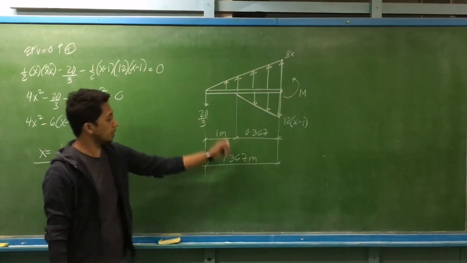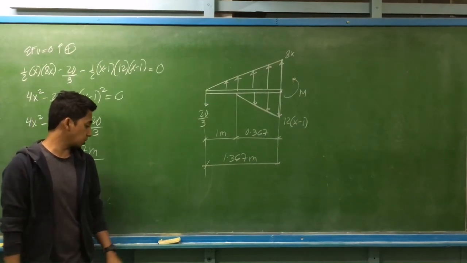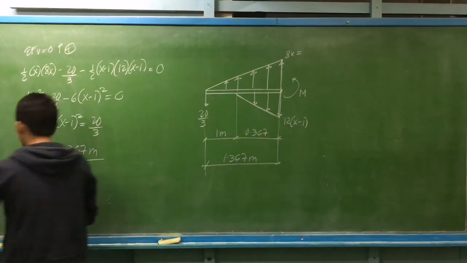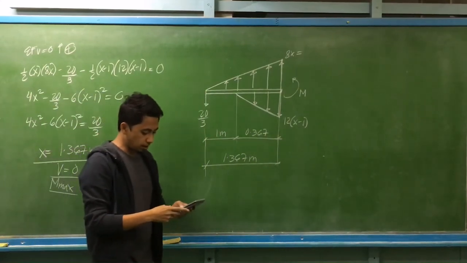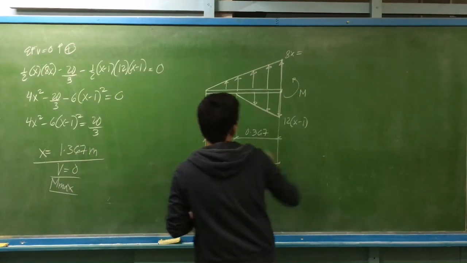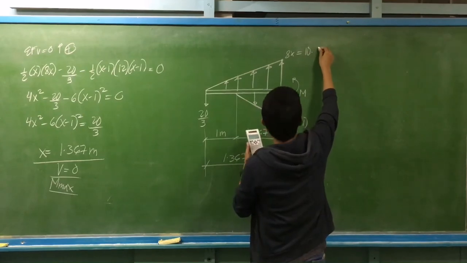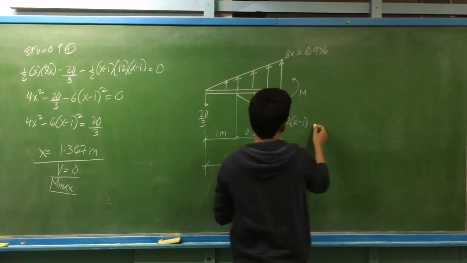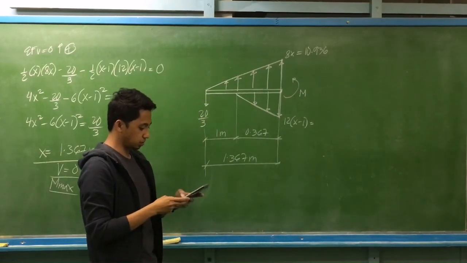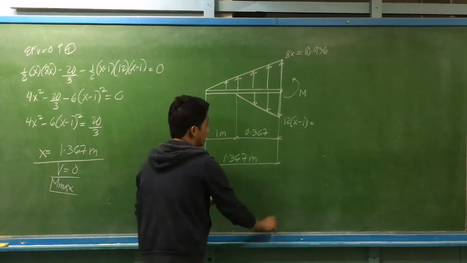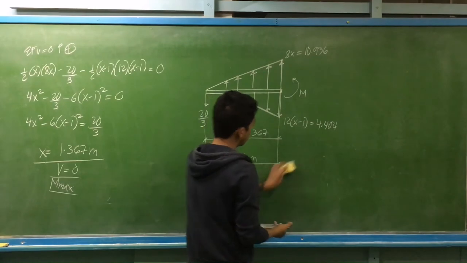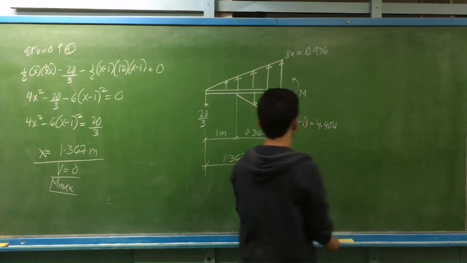So from this section, we have the value of x to be 1.367. So let us determine the equivalent of 8 times x. That is the same as 8 times 1.367. So we have 10.936. Well, for this one, we have that is 12 times 1.367 minus 1. We have that is equal to 4.404. Okay, so all are expressed over EI.